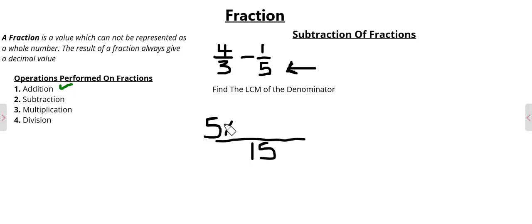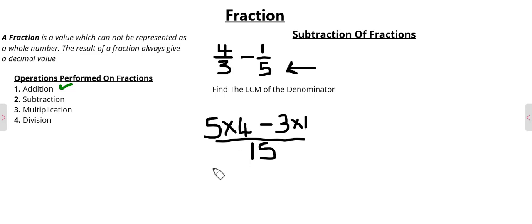Multiply what? The numerator of 3. And what's the numerator of 3? It is 4. So we'll put 4 here. Correct? Yes. Now we'll bring our subtraction sign here. Good. Now 15 divided by 5 is going to give you what? 3. Now 3 times the numerator of 5 is what? 1. So when you multiply, you have 3 times 1 there.